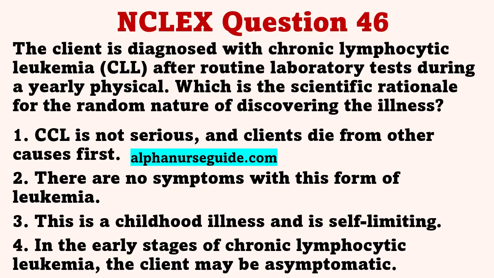The correct answer is 4. In the early stages of chronic lymphocytic leukemia, the client may be asymptomatic. In this form of leukemia, the cells seem to escape apoptosis, which results in many thousands of mature cells clogging the body. Because the cells are mature, the client may be asymptomatic in the early stages. All types of leukemia are serious and can cause death.